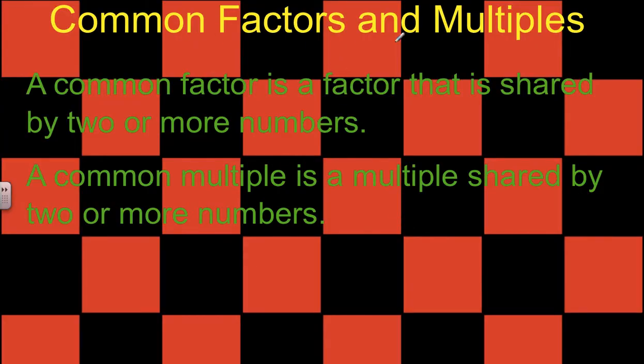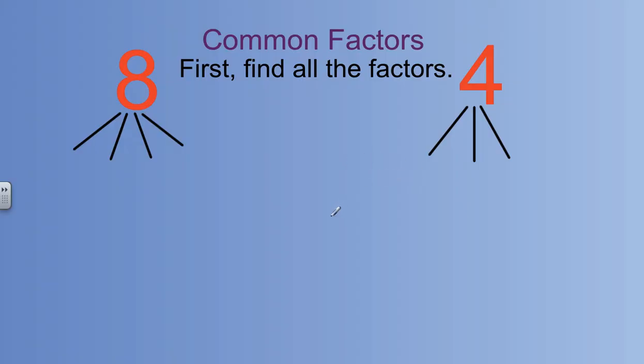So what is a common factor? A common factor is a factor that is shared by 2 or more numbers, while a common multiple is a multiple shared by 2 or more numbers. In order to find common factors, we first have to find all the factors. So let's find all the factors of 8.